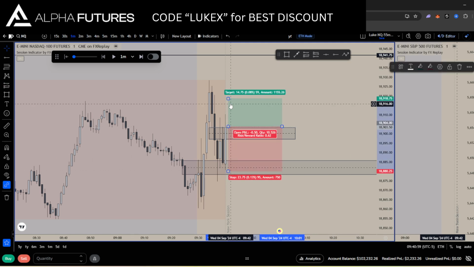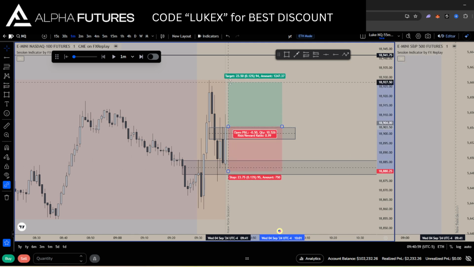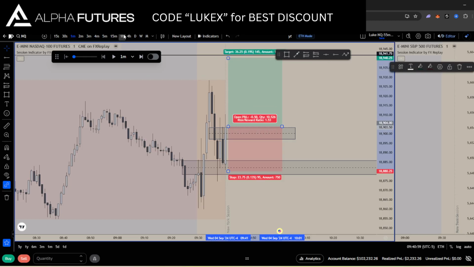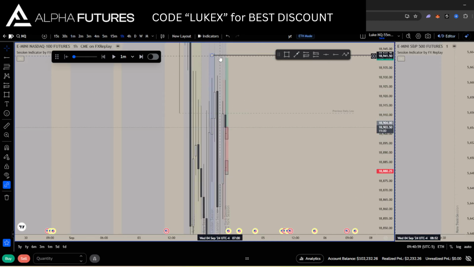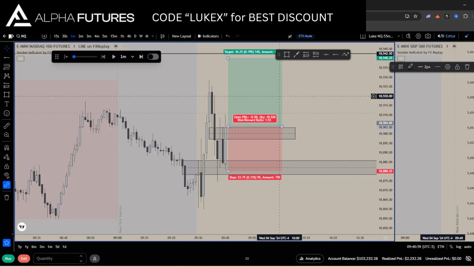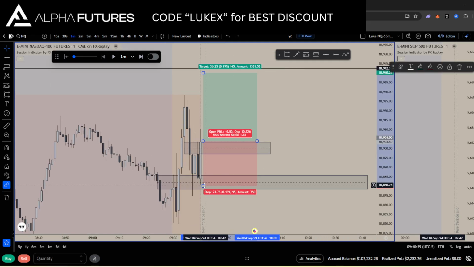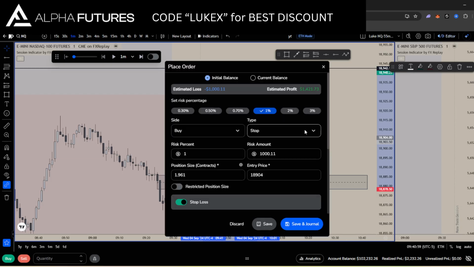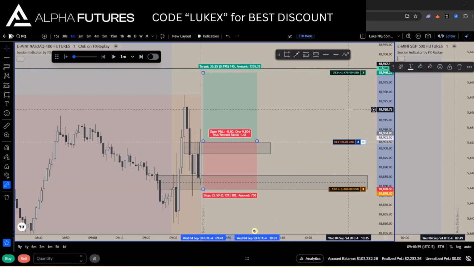I could run my stop right here. I can go break even here, and then I can target that main draw, and the main draw was this session high. Let's try this out. Give the stop right there. All right, let's see what we can do here.